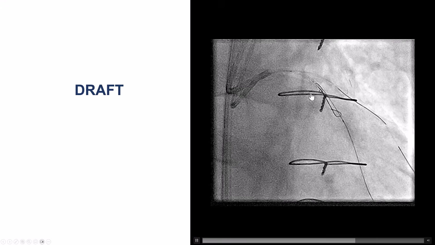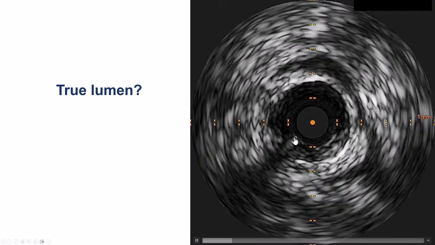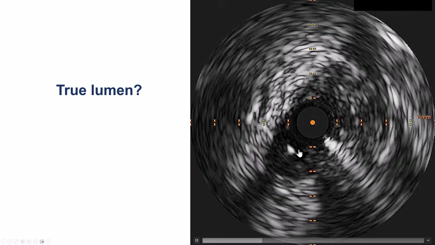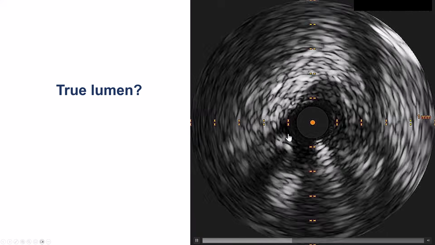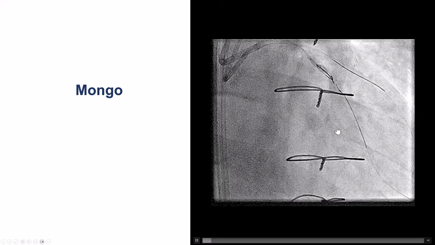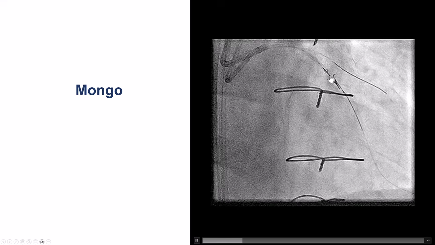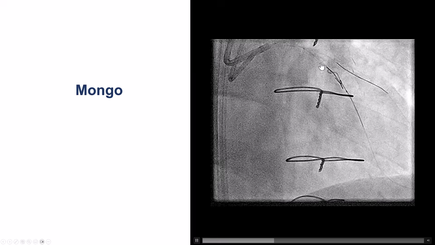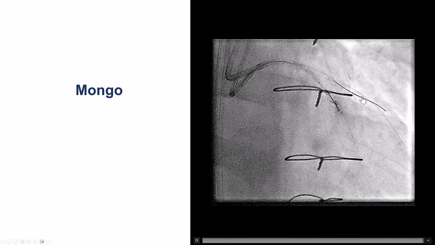This was a retrograde Mongo wire that seems to be going outside. We had a lot of difficulty there, so we did an IVUS, and surprisingly, by IVUS, it looks like the wire might be true lumen, but clearly was not behaving like true lumen, and I think we were into the extraplaque space. Not much distance, though. So eventually, with repeat attempts, we were able to advance the retrograde guide wire, and now it's going inside the guide extension.